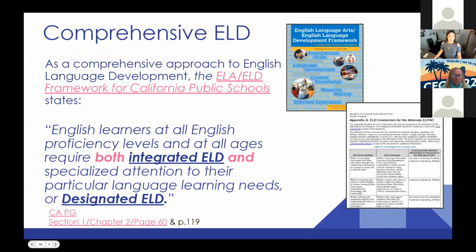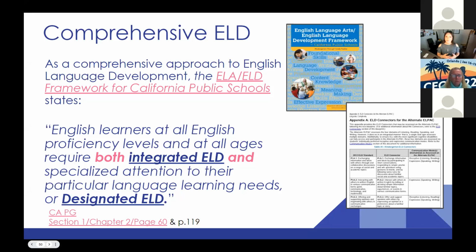So as we mentioned earlier, when discussing special factors for our students who are dually identified, we touched upon the need of identifying who and where would be providing ELD. We also want to spend some time indicating that comprehensive ELD is both integrated ELD and designated ELD.